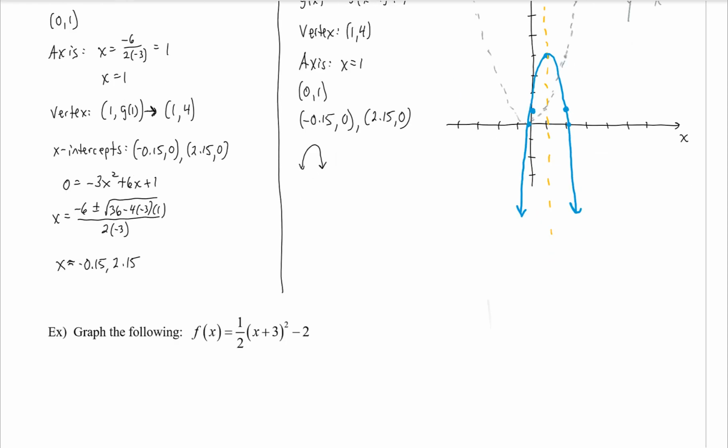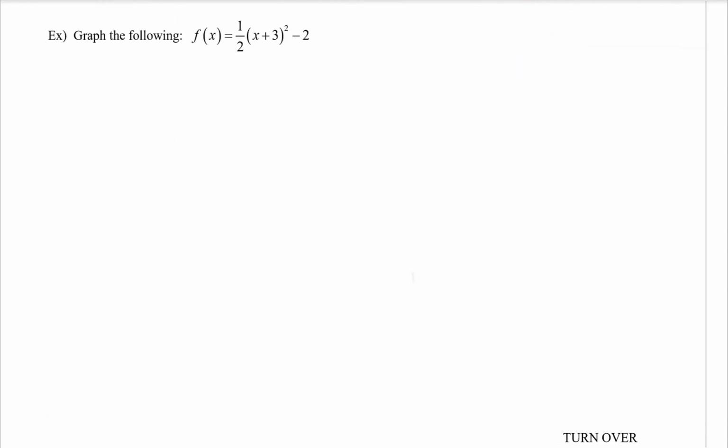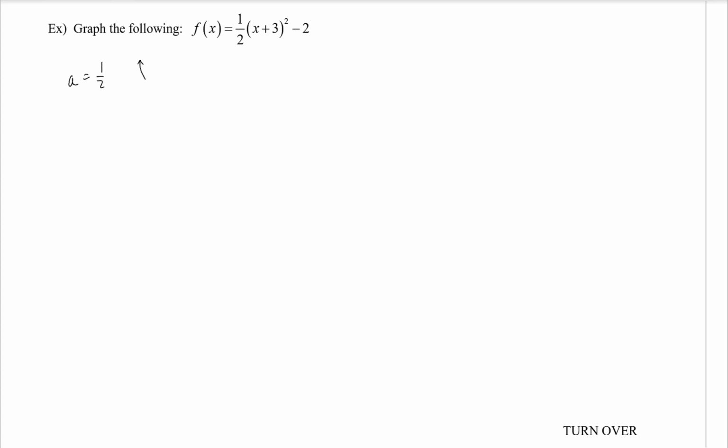Now, for this next example, it's already in vertex form. So we might as well leave it that way, right? So A is a half, so we know that it opens upward. We know that the axis of symmetry is going to be left 3, so it's going to be x equals -3. And then my vertex, you're going left 3 down 2. So real quick, you get opens up, axis of symmetry, we get its vertex.